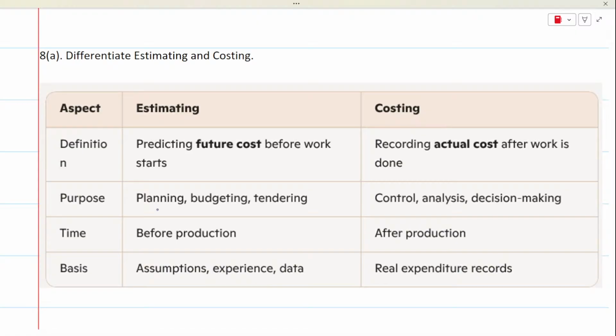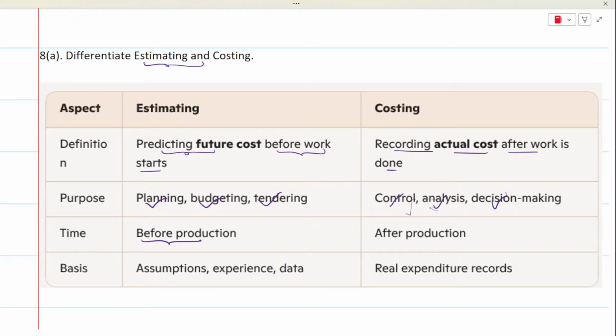Moving to next question. Differentiate between estimation and costing. Estimation is determining the approximate or future cost before the work is started. And costing is recording the actual cost after the work is completed. The purpose of estimation is to provide the basis for decision making, planning, budgeting, tendering. And the purpose of costing is for controlling, analysis and decision making.